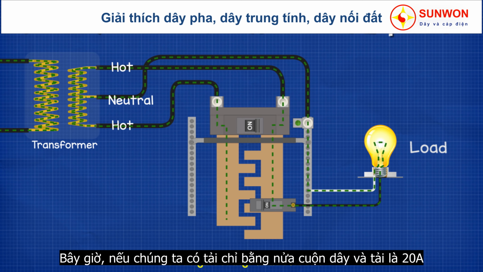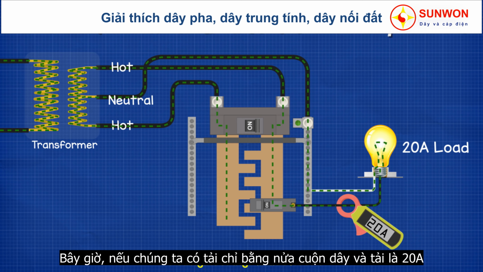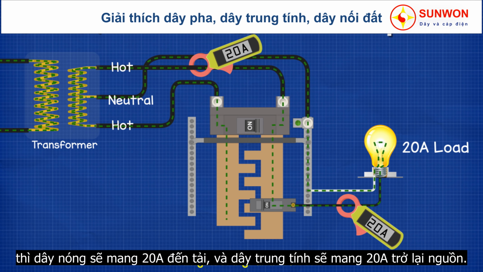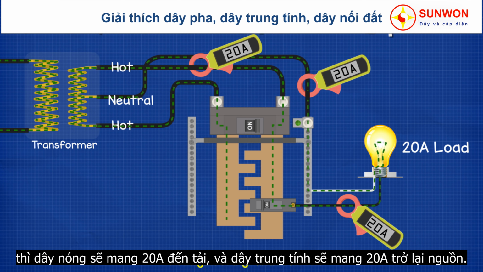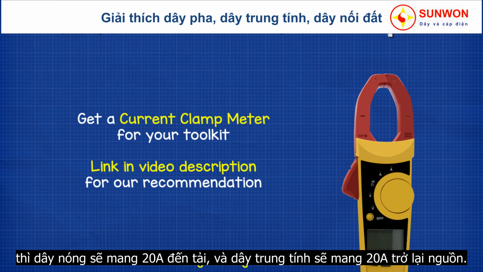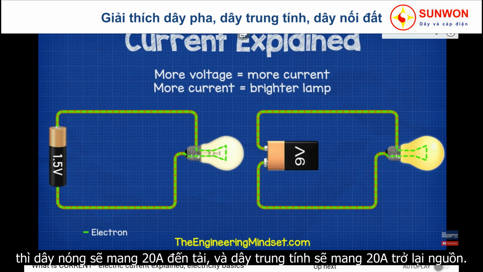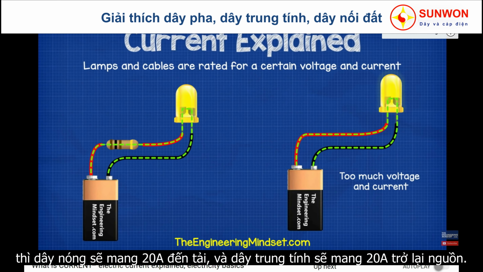Now, if we have a load on only one half of the coil, and the load is for example 20 amps, then the hot wire will carry 20 amps to the load, and the neutral wire will carry 20 amps back to the source. We can measure the current in a cable using a current clamp meter. Again, links down below for which one to get and from where. If you don't know what current or amps are, then check out our video on electrical current, links for that in the video description below also.